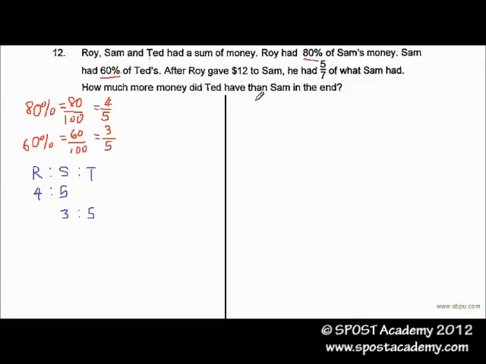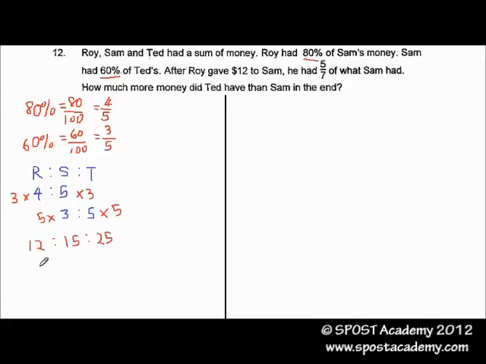And when we compare Sam to Ted, Sam is actually having 3 units. But it's the same person, so what we need to do is to make the units the same. For the first set of ratio, we have to multiply by 3, while for the second set of ratio, we have to multiply by 5, so that we can achieve the same number of units for Sam. Therefore, the new units for Roy is to Sam is to Ted would become 12 is to 15 is to 25.